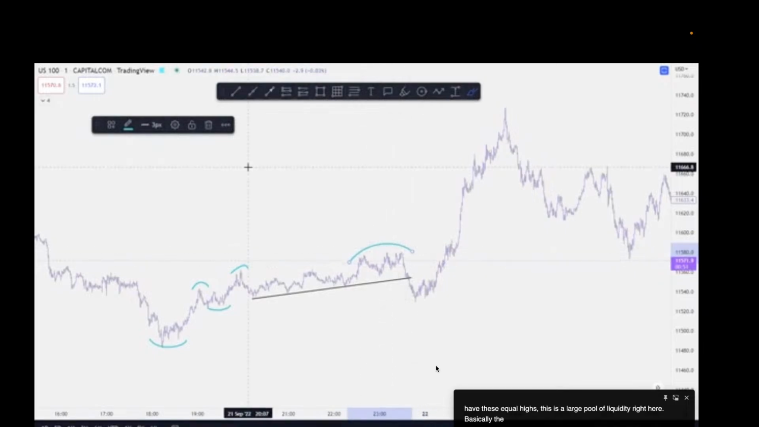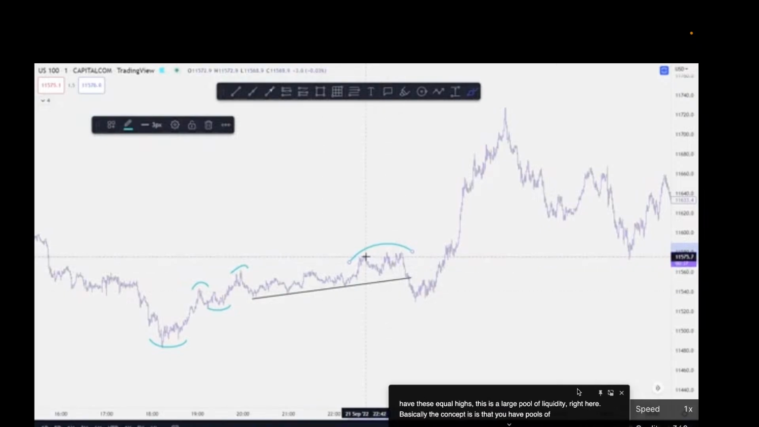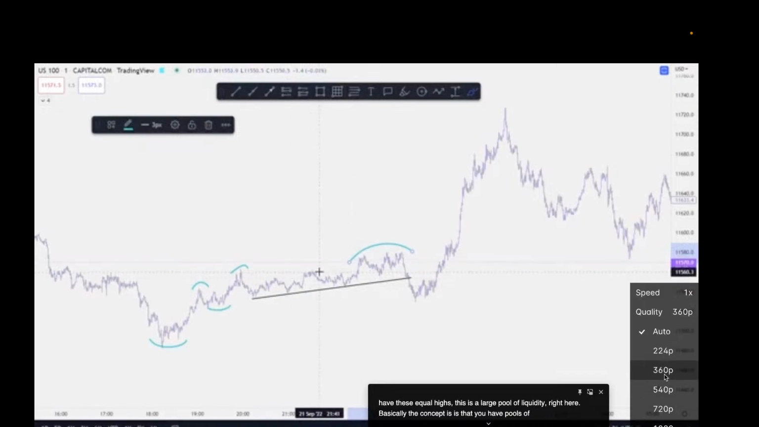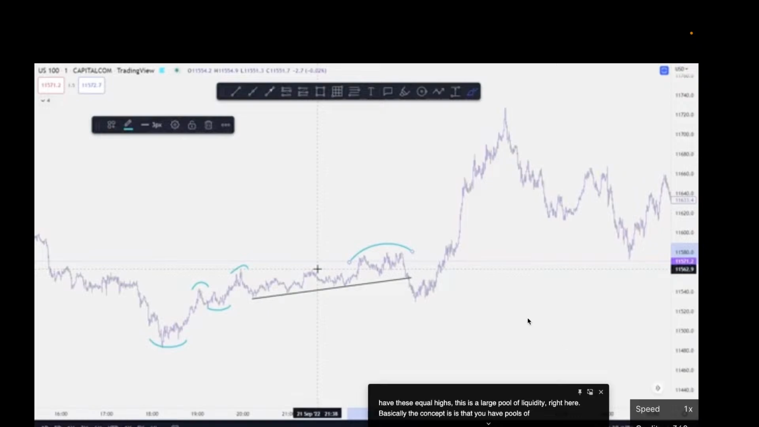Basically, the concept is that you have pools of liquidity, the stop losses for people, for example, here who have gone short, their stop losses rest here. People who have gone long, their stop losses rest here, here, here. All along here, you've got people's stop losses, those who jumped in the market to go long, and people who jumped in the market going short have their stop losses here. The market is looking for pools of liquidity in order to continue in the direction that it wants to go.